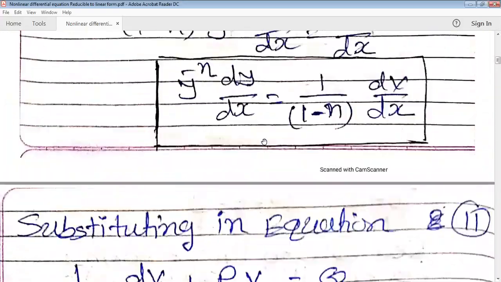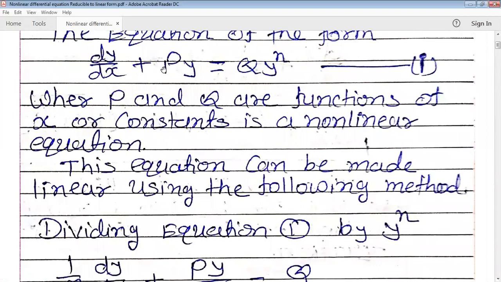If you compare this equation, dy by dx plus 1 upon x, with our given non-linear equation, that is dy by dx plus p into y is equal to q into y raised to n, here p and q are functions of x or constant. Here the terms are y and y raised to n. If your right hand side is not y raised to n but any function of x into any function of y, then that type of equation is a non-linear equation.